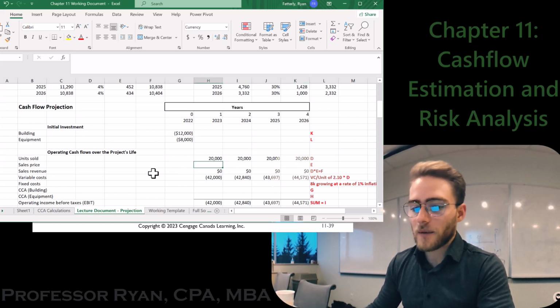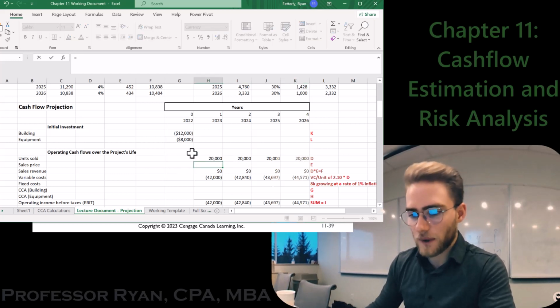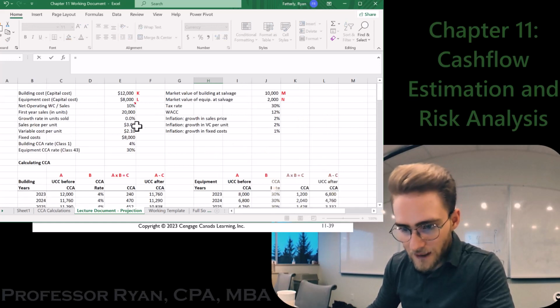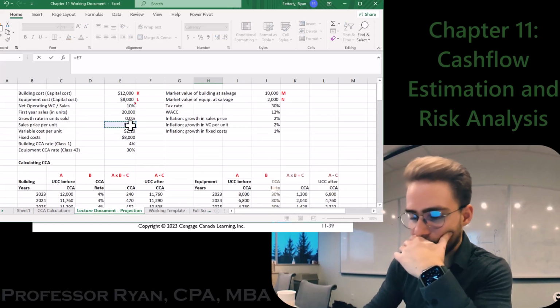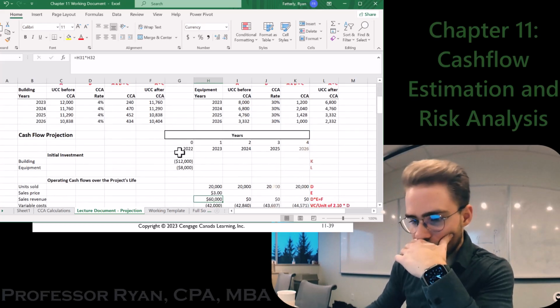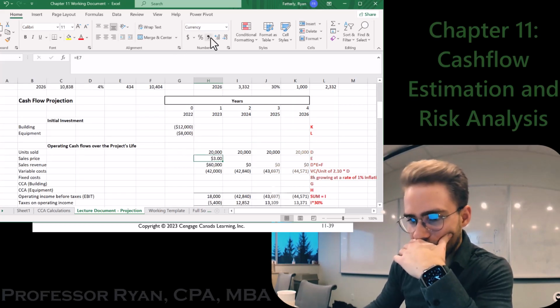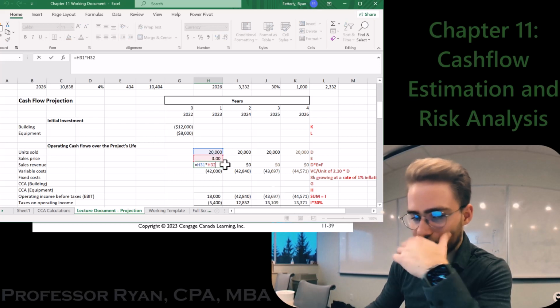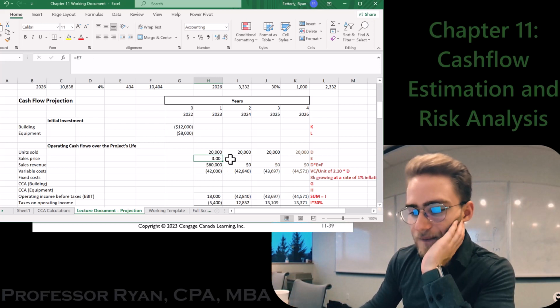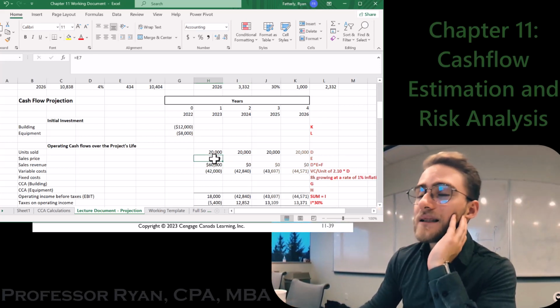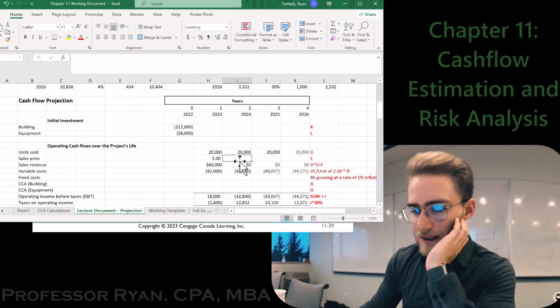But if I remember above, my sales price for the first year is, where is it? Sales price per unit is $3. So that's my first year sales price. And I'll just put a comma. What we're calculating here is my sales revenue. It's very simply your total units sold multiplied by your price, just basic cost accounting. But the problem here is I know my sales price increases per unit from one period to the next.